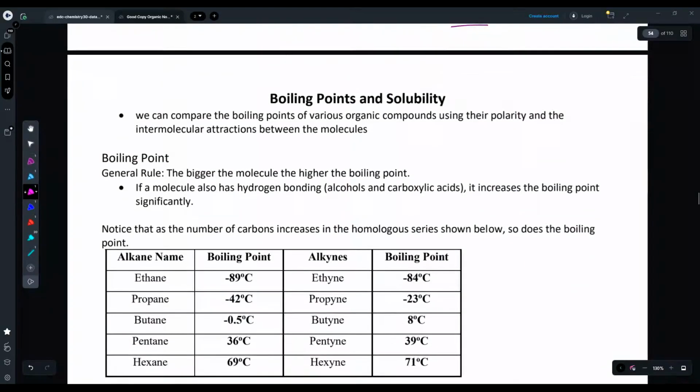Okay, moving on to boiling points and solubility. So we can compare the boiling points of various organic compounds using their polarity. That's the important part. Using their polarity and the intermolecular attractions between the molecules. For boiling point, the general rule is that the bigger the molecule, the higher the boiling point. The reason that's a general rule is that London forces typically have a bigger effect on boiling points.